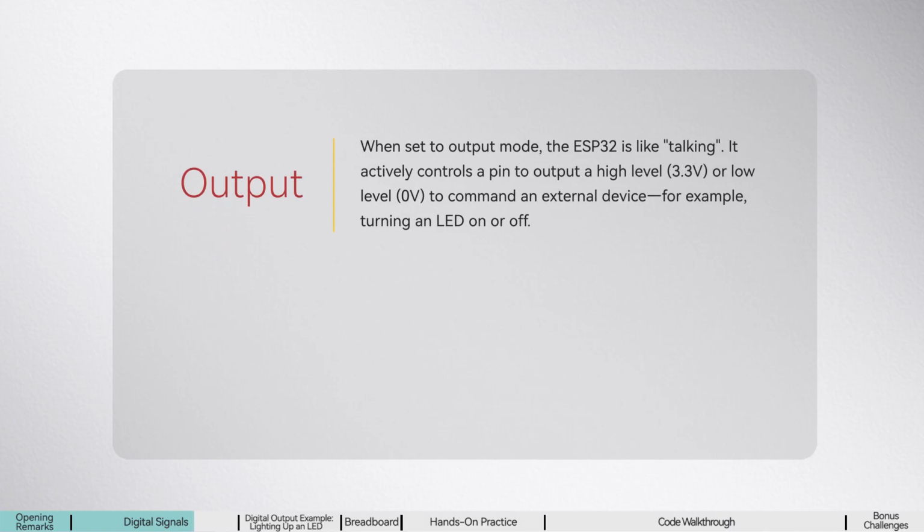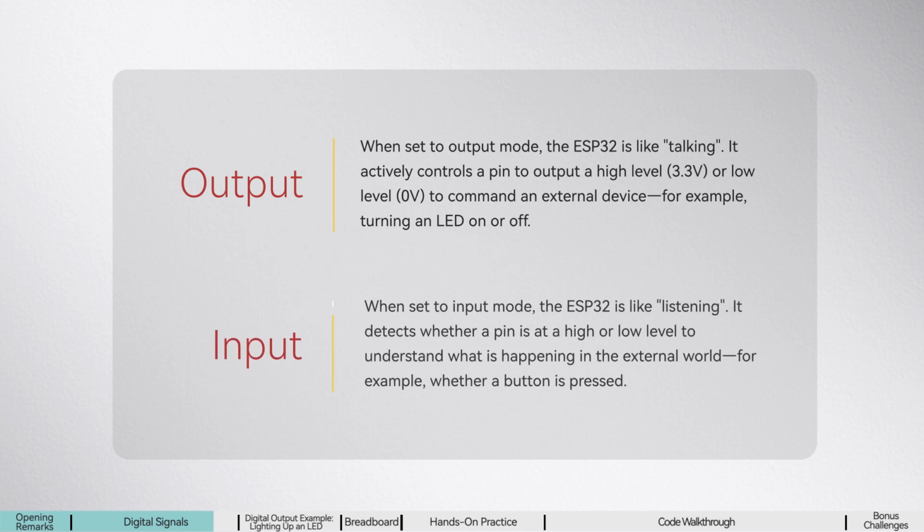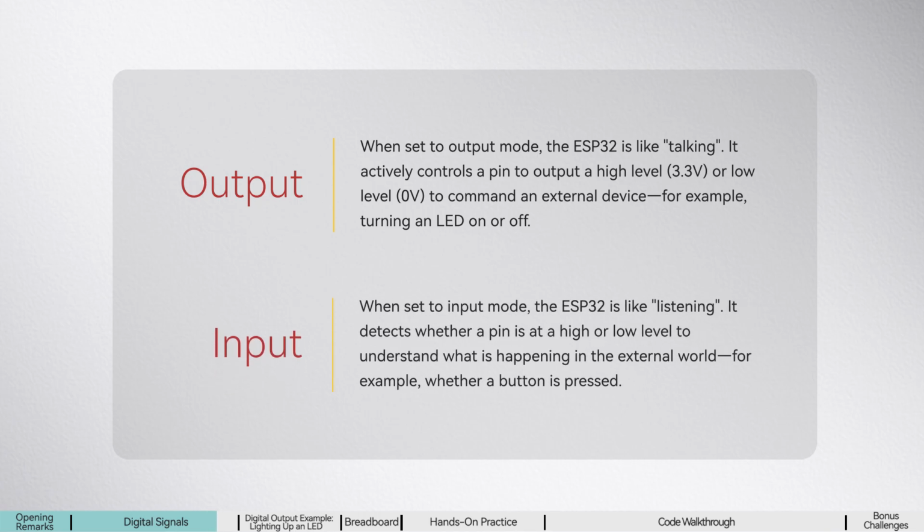Output mode. When set to output mode, the ESP32 is like talking. It actively controls a pin to output a high level or low level to command an external device, for example, turning an LED on or off. Input mode. When set to input mode, the ESP32 is like listening. It detects whether a pin is at a high or low level to understand what is happening in the external world. For example, whether a button is pressed. With this understanding, we can now start hands-on practice.